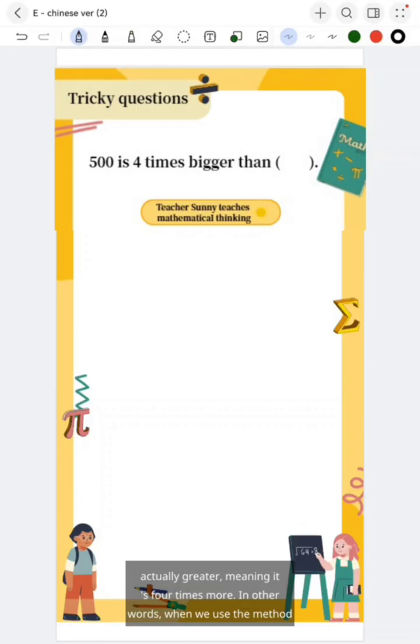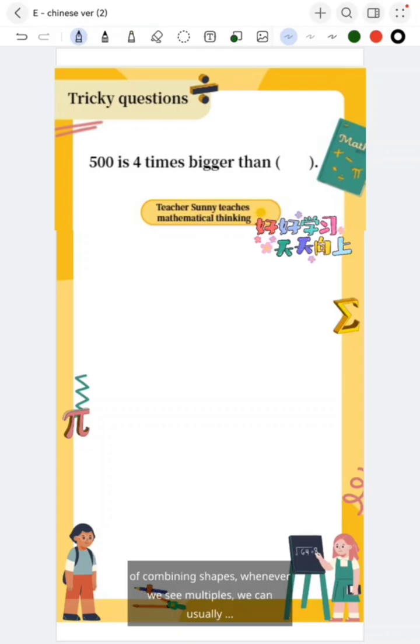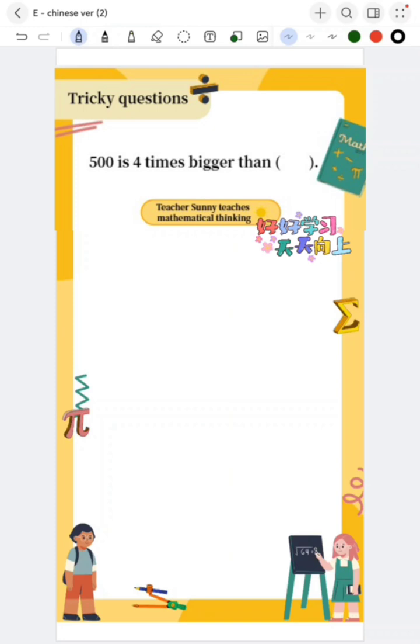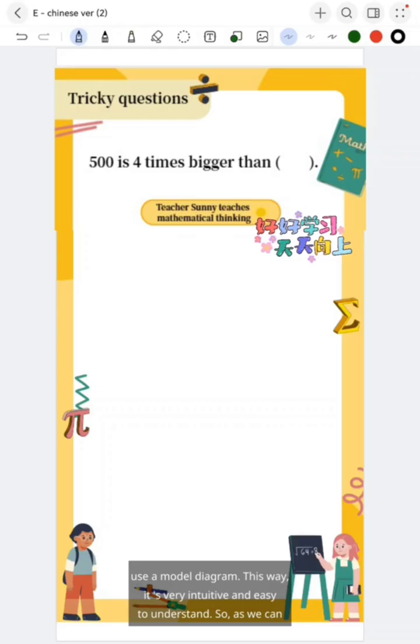In other words, when we use the method of combining shapes, whenever we see multiples, we can usually use a bar diagram to solve the problem. Or you could say use a model diagram. This way it's very intuitive and easy to understand.